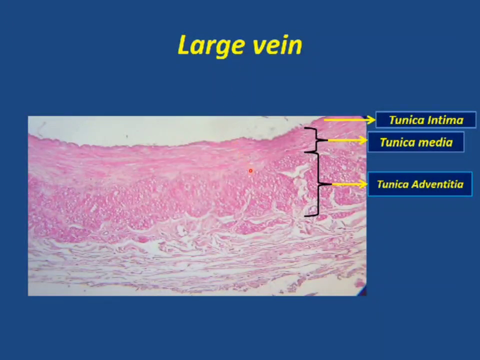So this is the slide of large vein under low power. You can see the tunica intima here, a very thin layer, then the tunica media containing the collagen fibers and smooth muscle fibers. The thickness of the tunica media is small compared to the thickness of the tunica adventitia. The tunica adventitia will be containing a large number of bundles of smooth muscle fibers running longitudinally along with collagen fibers, and the outer layer is continuing with the external connective tissue which gives support to the large vein.